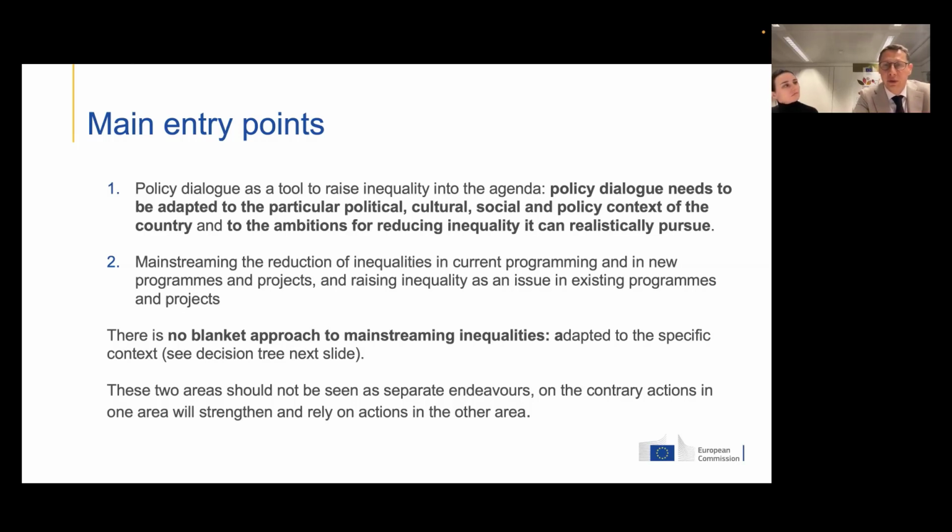And then mainstreaming reduction of inequalities in current programming and in new programs and projects, and raising inequality as an issue in existing programs and projects. Obviously, here we have a feedback loop between the first point and the second point. You can use what you plan and design now. You can use what exists already to better understand the picture of inequalities. Use your monitoring, use the indicators that you can put into your evaluation matrix. Plan your interventions with the idea to understand, analyze, and address inequalities, and we'll come back to that on day 5 with the inequality marker, so that can also inform your agenda for dialogue.